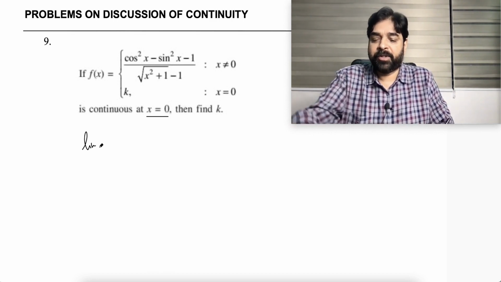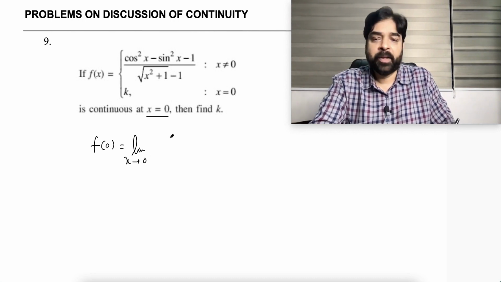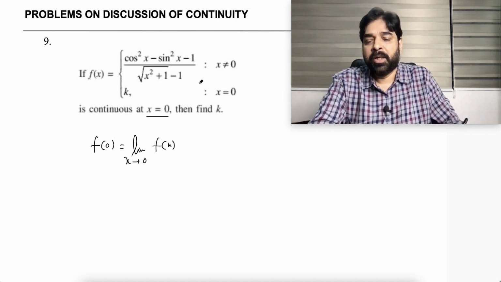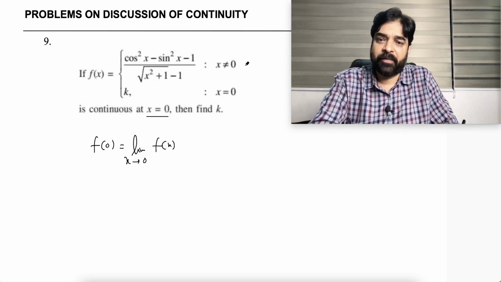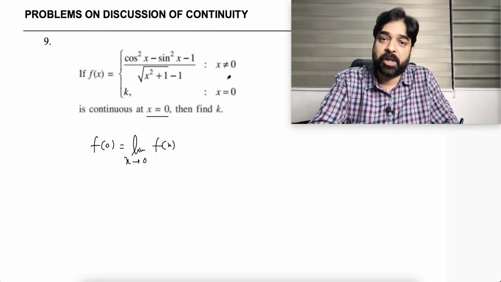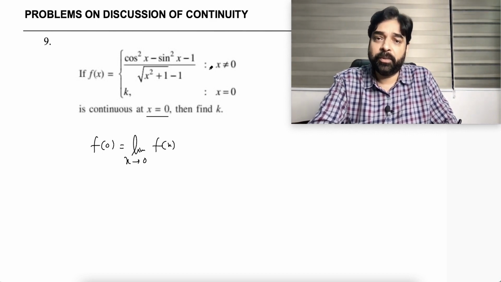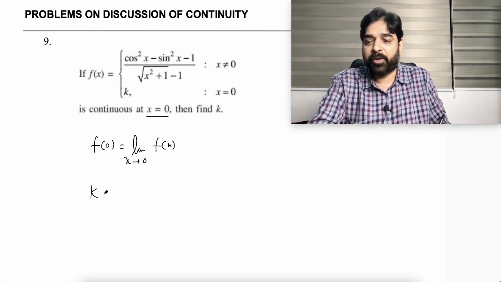Limit f of 0 will be equal to, f of 0 will be equal to limit x approaches 0 of f of x. Am I right? Because left hand 0 minus h is also defined from here, 0 plus h is also defined from here. If for x less than 0 some other thing is there, and x greater than 0 some other thing is there, then we need to find f of 0 minus h and f of 0 plus h. But here we can do it directly. f of 0 is k, so k equals limit x approaches 0.